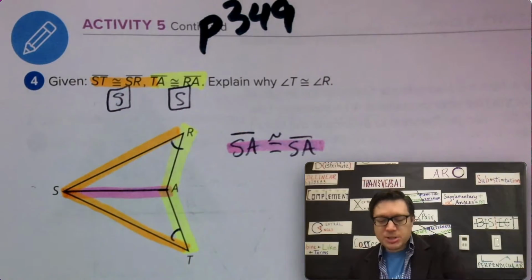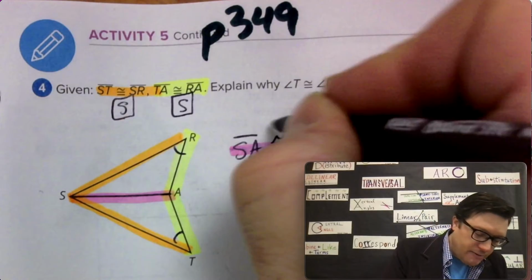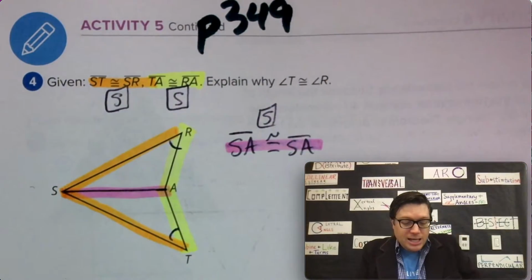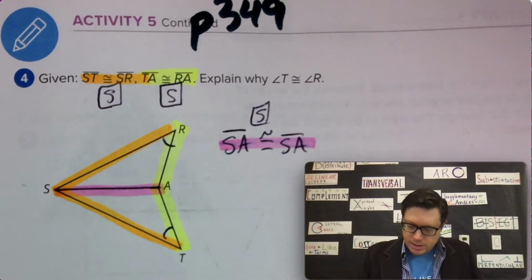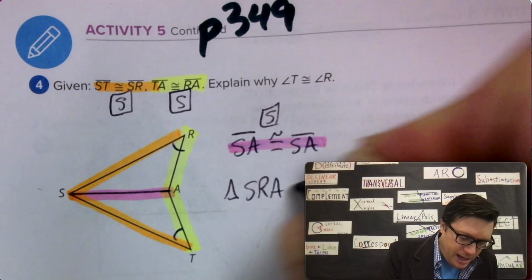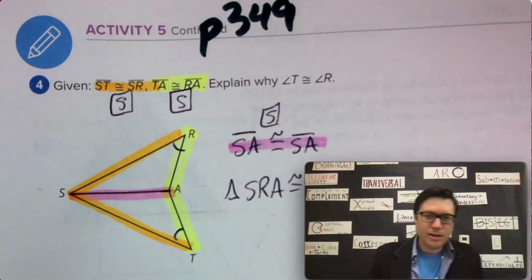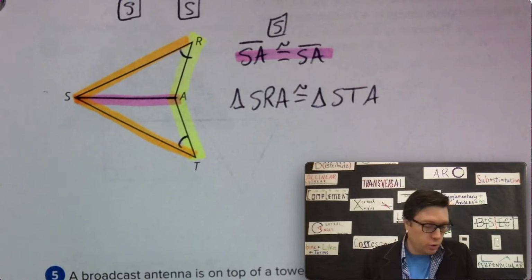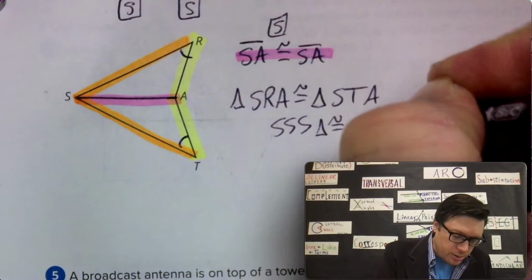Because we're able to say that 3 sides of the triangles match, then that means that those triangles are congruent by the side, side, side congruence theorem. So here it is. That means that triangle SRA is congruent to triangle STA because of SSS triangle congruence.